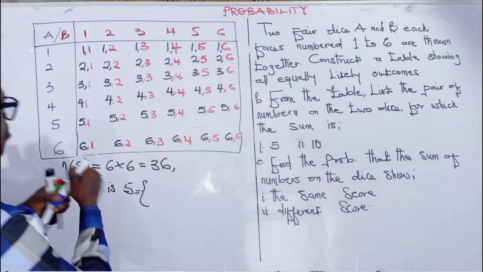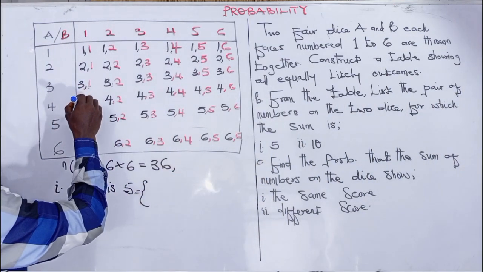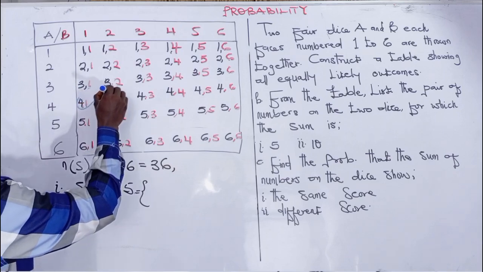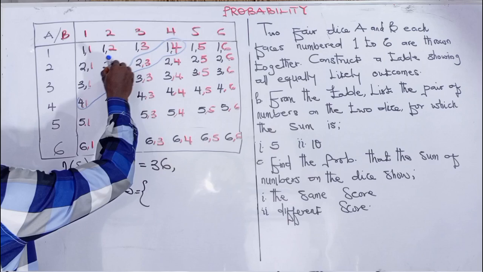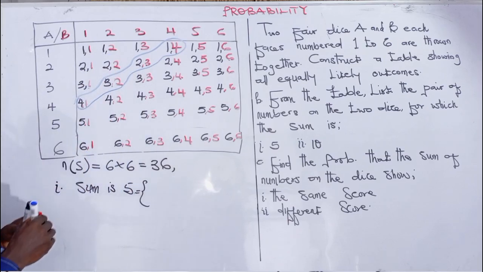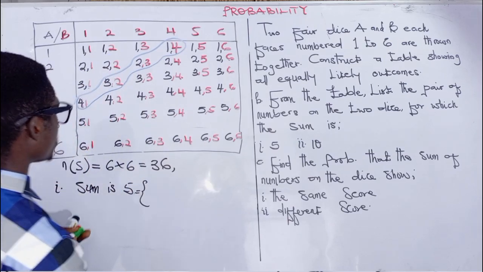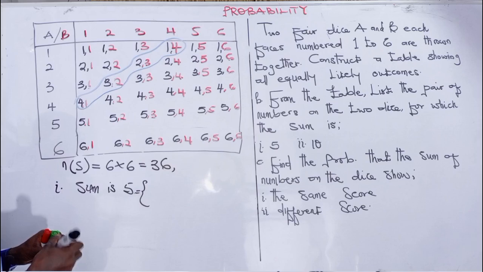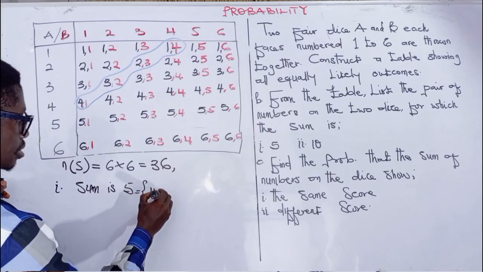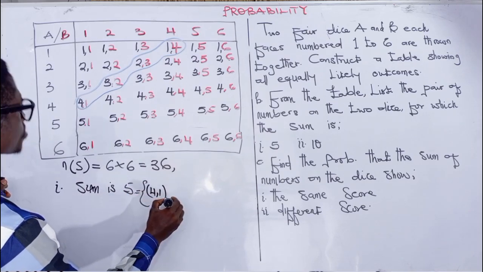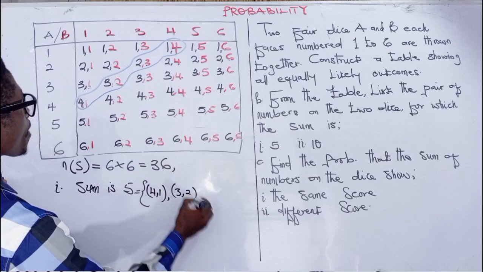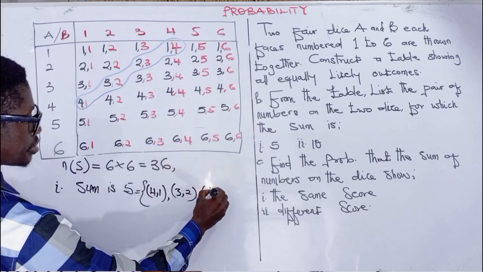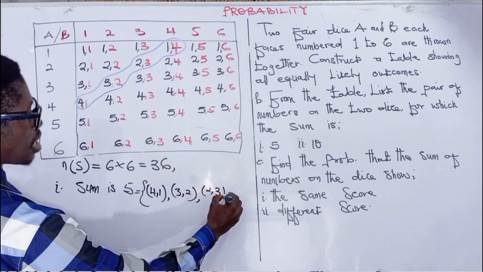So let me use the blue ink for us to see it clearly. So we have this. All these pairs of outcomes will give us 5. We have to list them. So we have 4, 1. We have 3, 2. We have 2, 3. We have 1, 4.